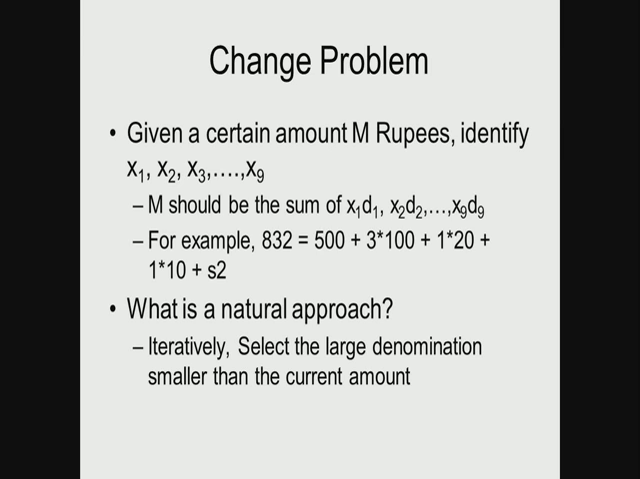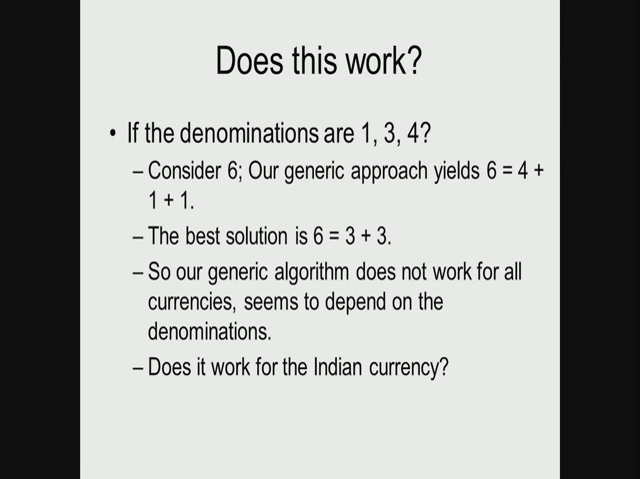Then we pick a 20 rupee note because the balance that is to be expressed is 32 rupees, and so on. So the generic idea seems to be that we select the largest denomination that is available such that it is smaller than the current amount that we need to express. Does this always work independent of the denominations? This is an interesting question.